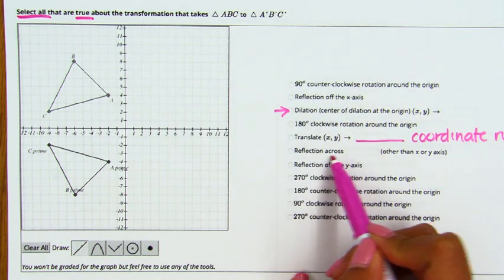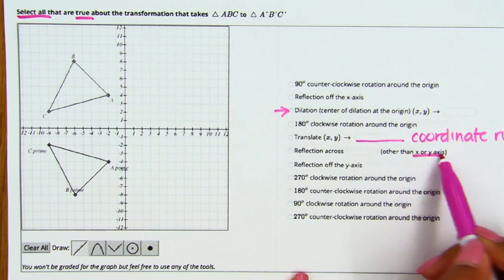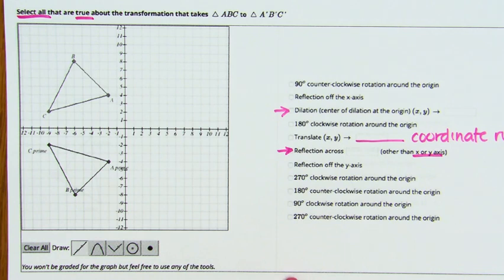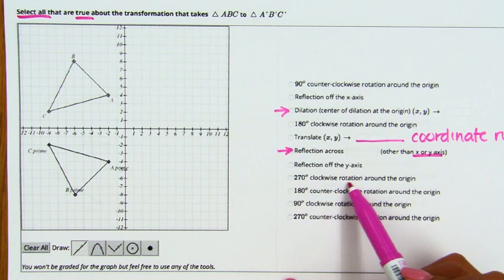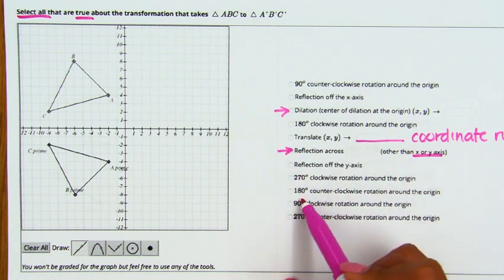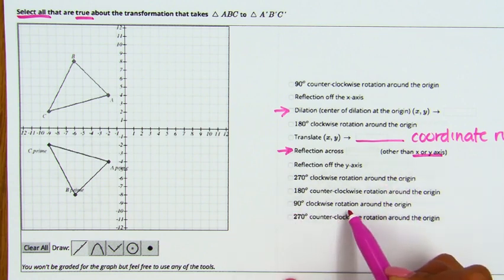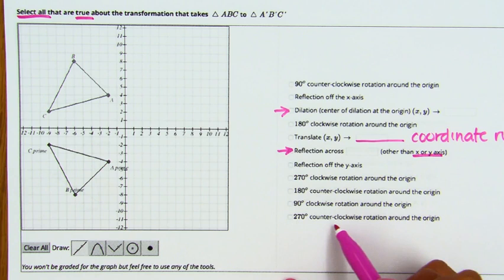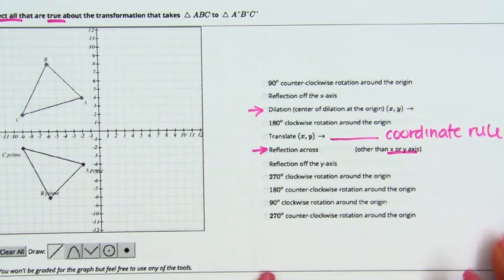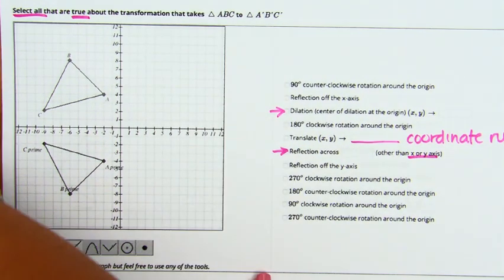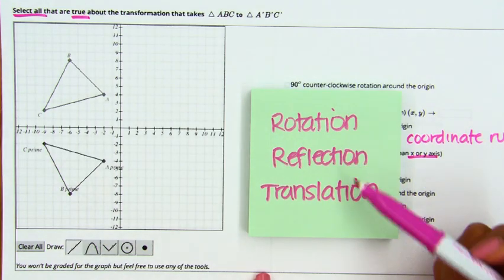Could it be a reflection across somewhere that's other than the x or y axis? Okay, we haven't gone over that, so we're probably not going to use that option either. Is it a reflection off of the y-axis? Is it a 270 degrees clockwise rotation around the origin? Is it a 180 counterclockwise rotation around the origin? Is it a 90-degree clockwise rotation around the origin? Or is it a 270 counterclockwise rotation around the origin? So sorry, we've cut that off. That's a coordinate rule. So with that said, again, our options are it could be a rotation, reflection, or translation.